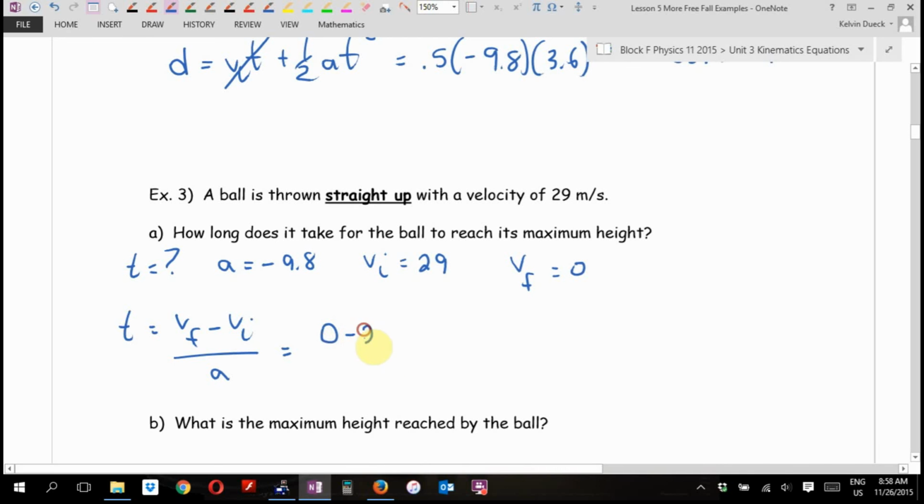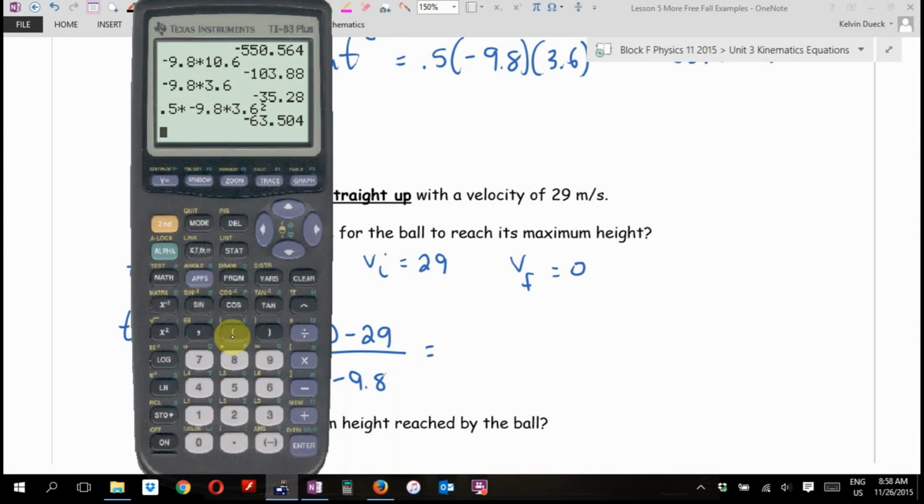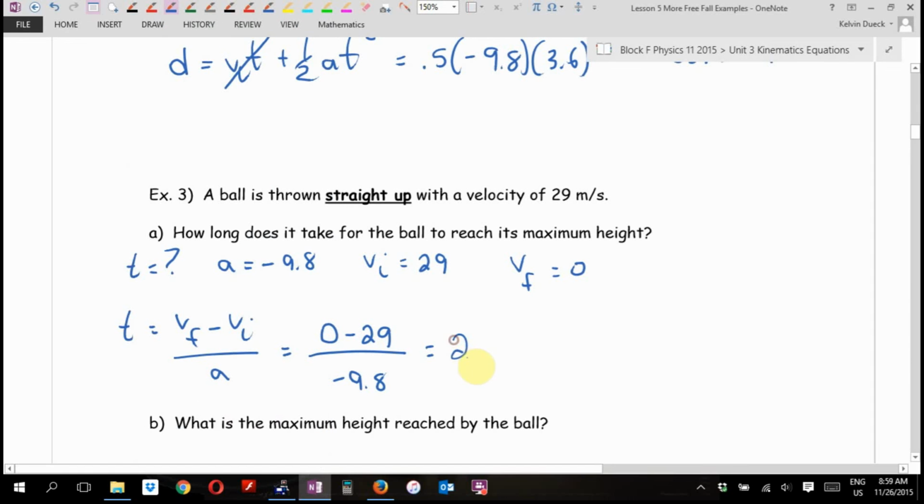0 minus 29. See, this is nice because the top is negative, but so is the bottom. I get a negative divided by a negative. There's my scalar time. 0 take away 29 divided by negative 9.8. 2.96. I'm going to 3 sig figs pretty consistently, I think. 2.96 seconds.